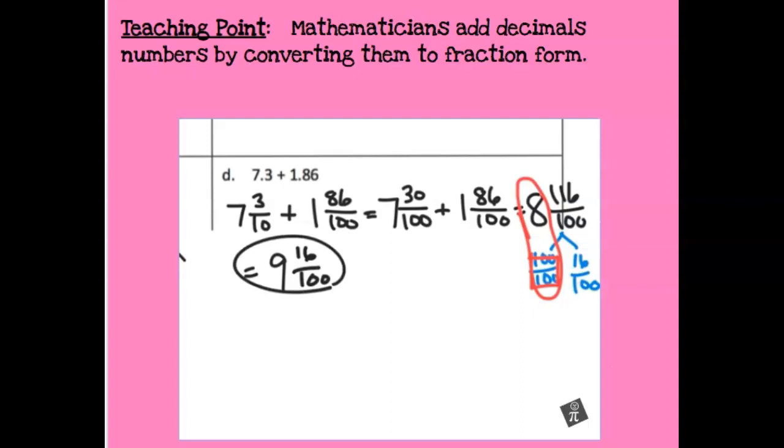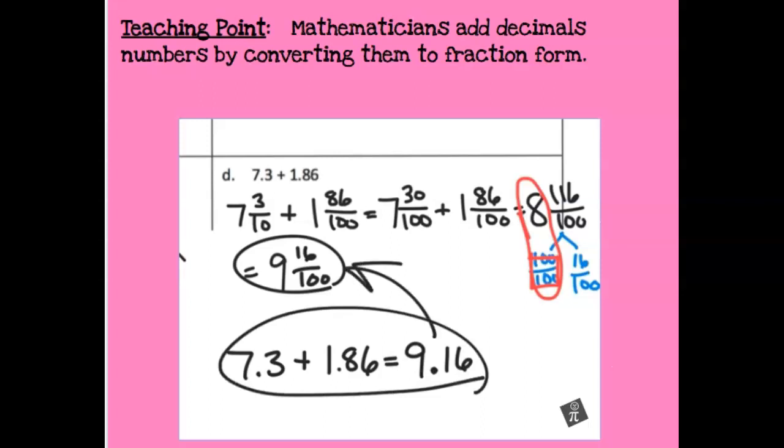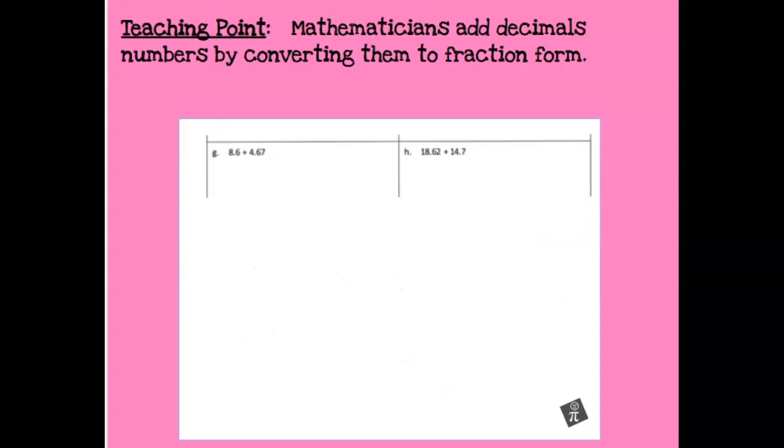Now how would we write that as a decimal? We would write 7.3 plus 1.86, that's 1 and 86 hundredths, and that equals 9.16, because that matches that answer right there. That 9.16 is 9 and 16 hundredths. All right, so more of the same, only it gets a little bit more difficult.